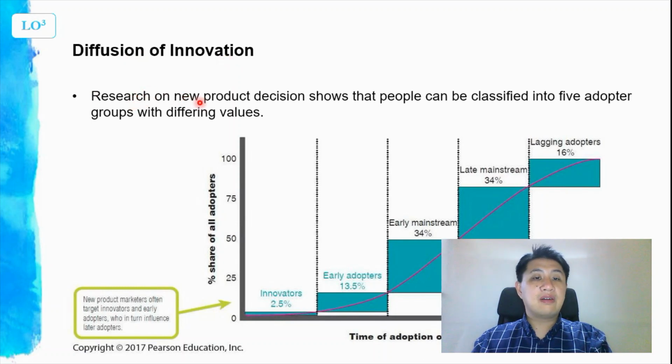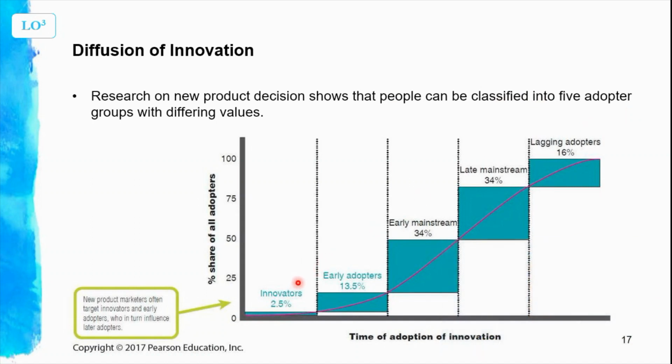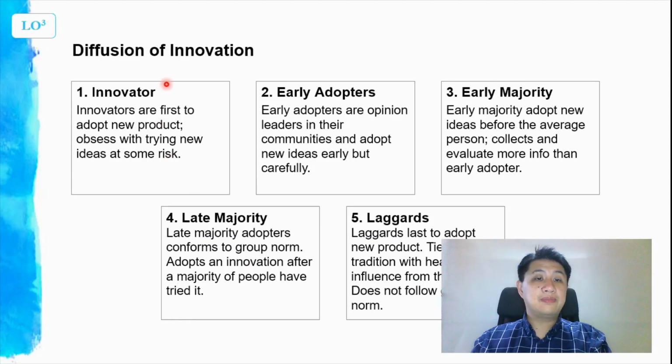There is research on how people making a new product decision can be classified into 5 adopter groups with differing values. Looking at the whole population and how they make purchases, research was done showing there are 5 types of adopters: what we know as innovators, early adopters, early mainstream, late mainstream, as well as lagging adopters. Each of these has various characteristics, and they have a different way of adopting the product. Starting with the innovator.